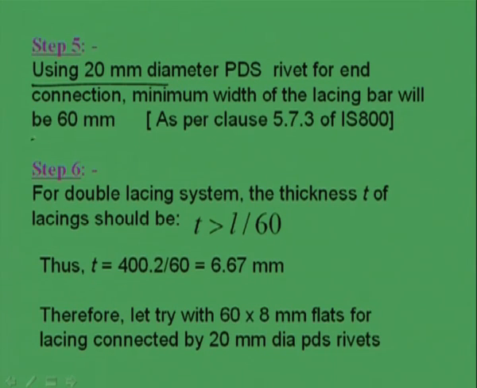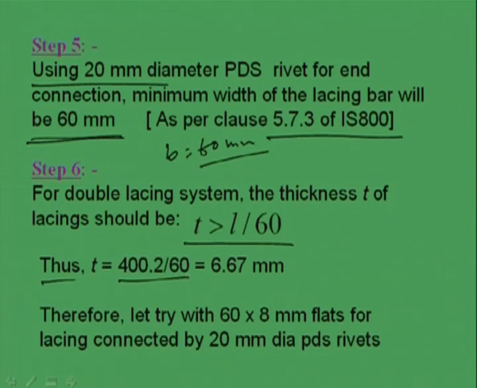So, if we use that, we know the minimum width of the lacing will be 60 mm as per clause 5.7.3. So, the width we are going to fix as 60 mm, and then thickness for double lacing system should be greater than L by 60. In case of single lacing system it was L by 40. So, this is the difference. So, thickness we are going to get 400.2 by 60 is equal to 6.67 mm.